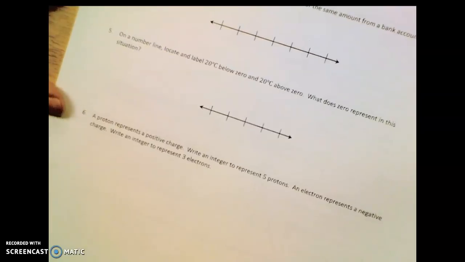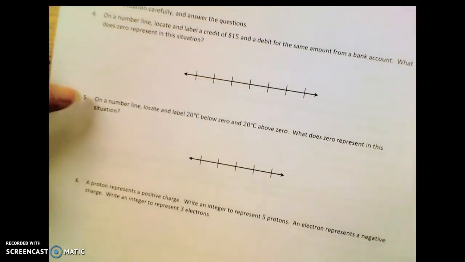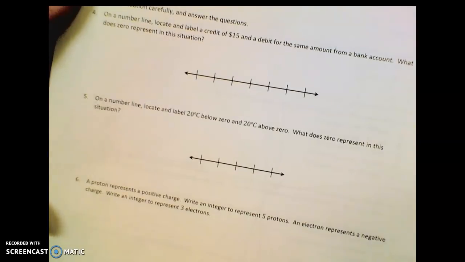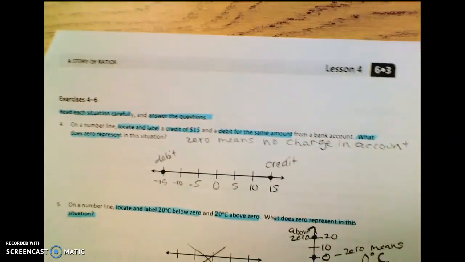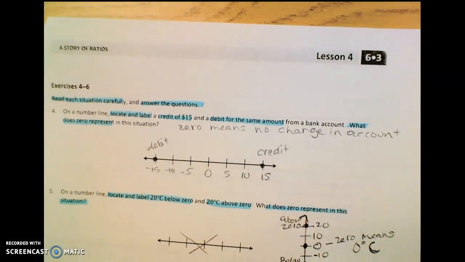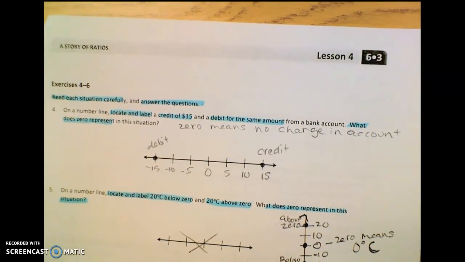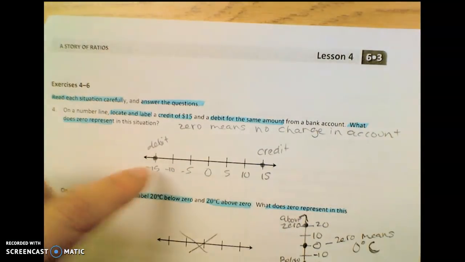So now you are going to read each of these situations carefully below and demonstrate them on the number lines, and then check back to see if you are correct when you have that work completed. All right, if you are back with me, it means that you have finished this and you're ready to check your answers. So we needed to locate and label a credit of $15. I think your scale should have been by 5, so you could fit the 15 and -15.